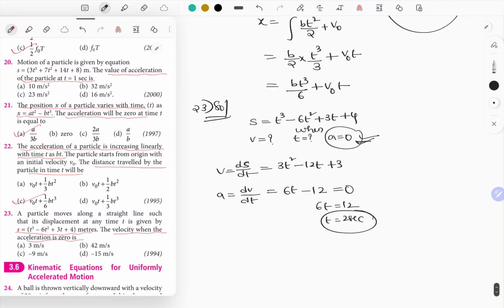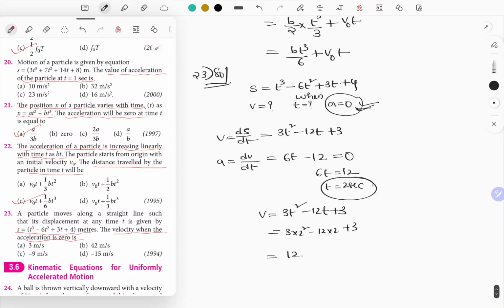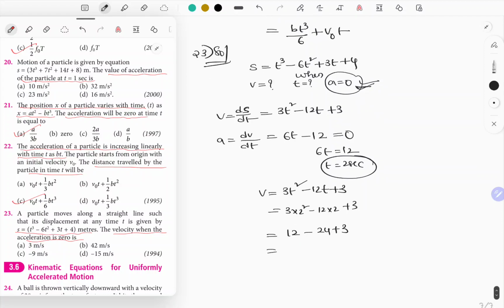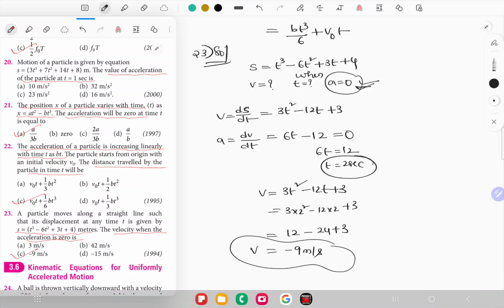What is the velocity equation we got? My velocity is equal to 3t square minus 12t plus 3. So 3 into 2 square minus 12 into 2 plus 3. 2 square is 4, 4 3s are 12 minus 24 plus 3. So what's the final answer we are going to get? Minus 12 plus 3 is going to be minus 9 meter per second. So you must represent negative sign also. So option C is correct. Very good.